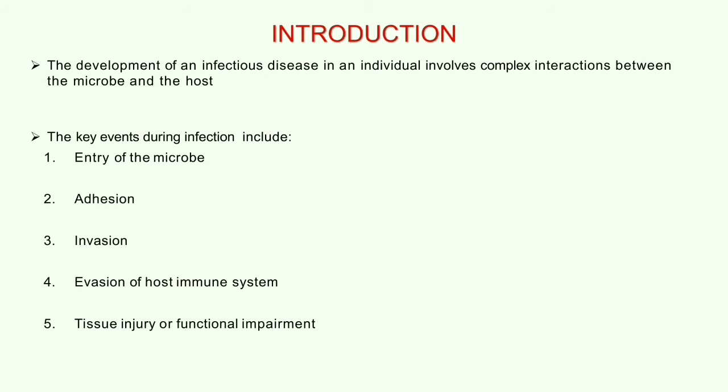The development of an infectious disease in an individual involves complex interactions between the microorganism and its host. The key events which occur during an infection include entry of the microorganism into the host tissue, adherence of the pathogen to the mucosal surface, bacterial colonization and invasion inside the host tissue, evasion of the immune response elicited by the host, and lastly, tissue injury or functional impairment caused by the bacteria.